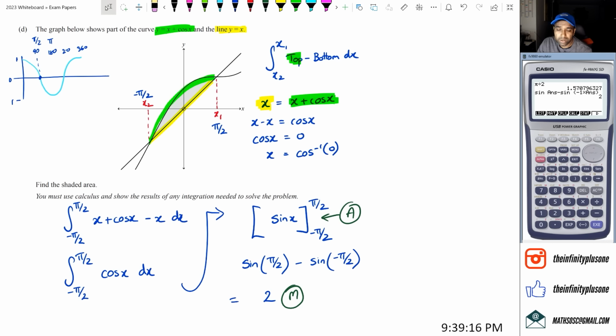Now if you don't have pi over 2 and you decide to work with decimals, if I do shift cos of 0 on the calculator, I get 1.507. You could store that value, and if you do sine of answer, I could do that part again and I'll still get 2. So you could store that value and work with that as well. That's another way you could do it.